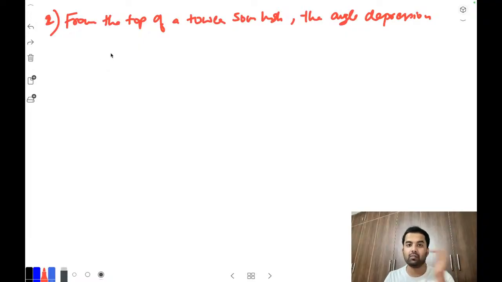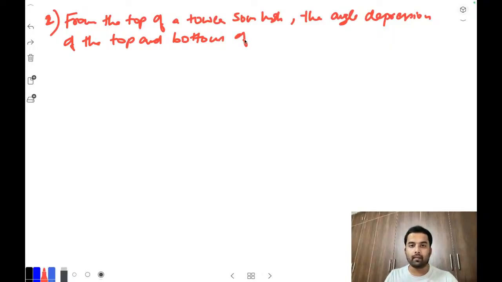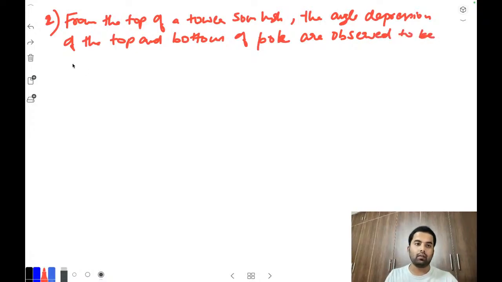Angle of depression, which means the angle will go down. Try to make a diagram of the top and bottom of a pole are observed to be 45 and 60 degree respectively. Find the height of pole.